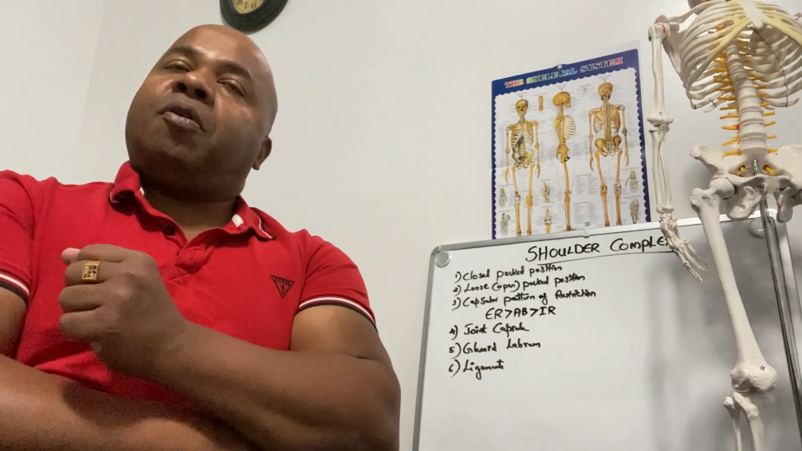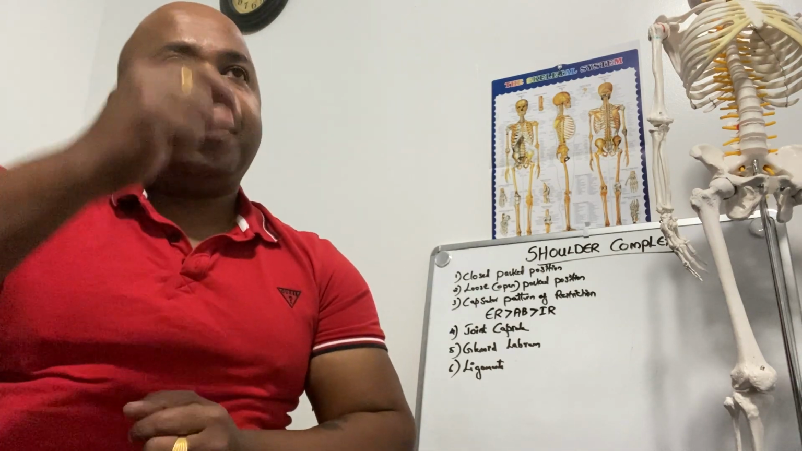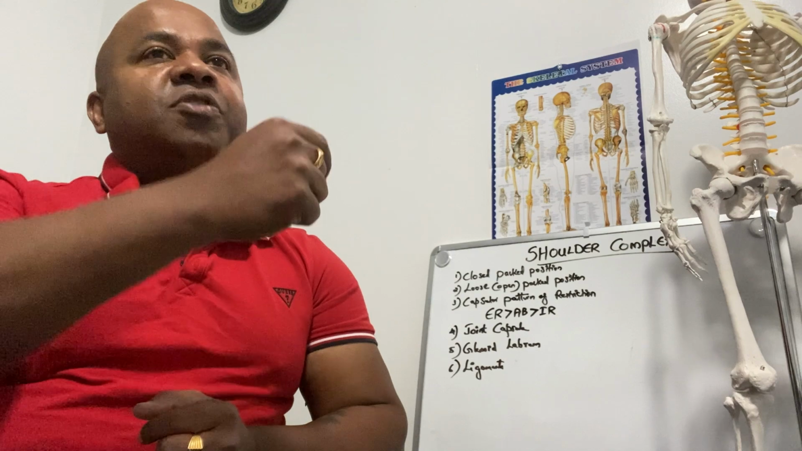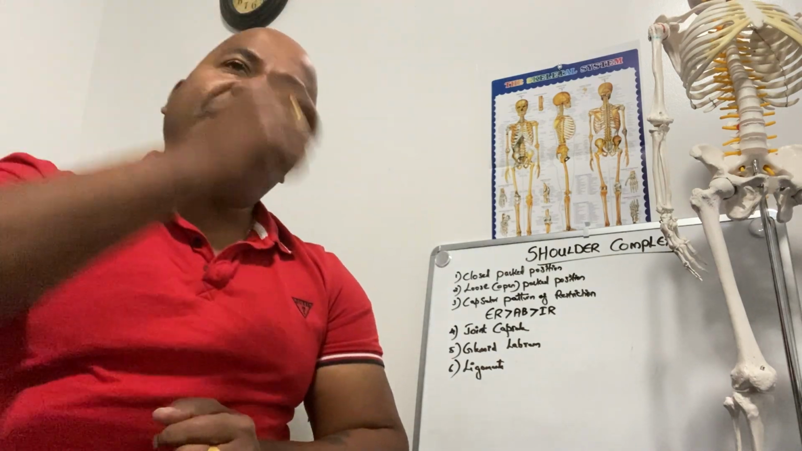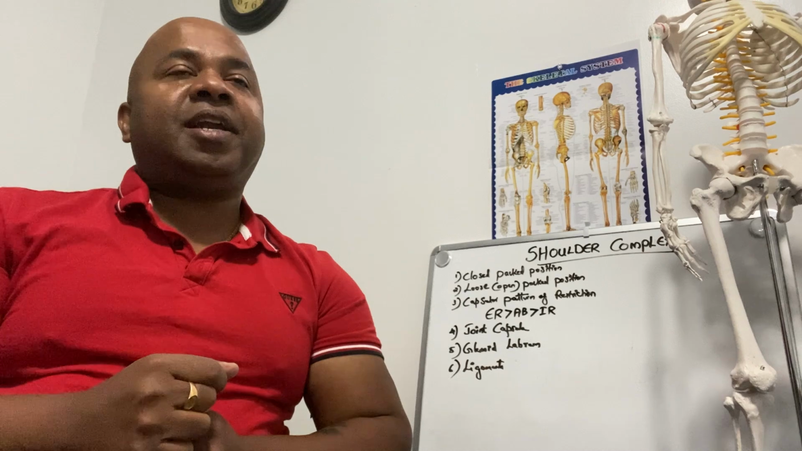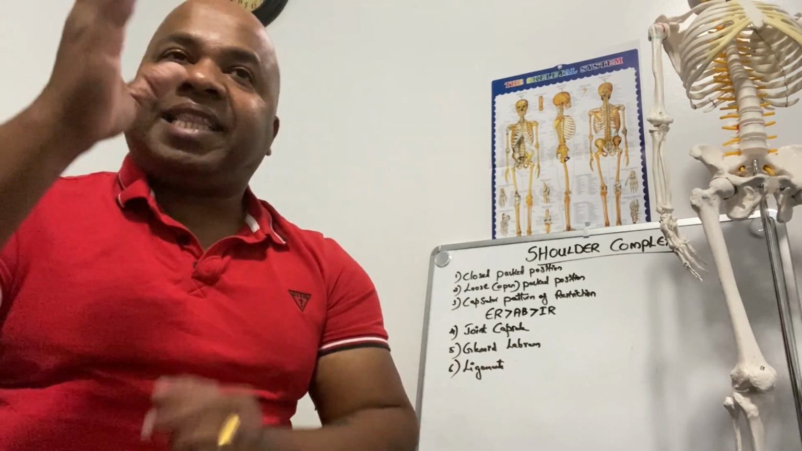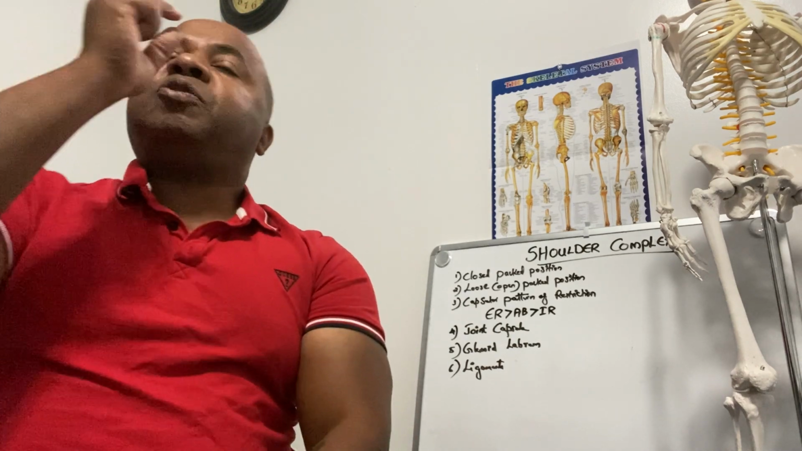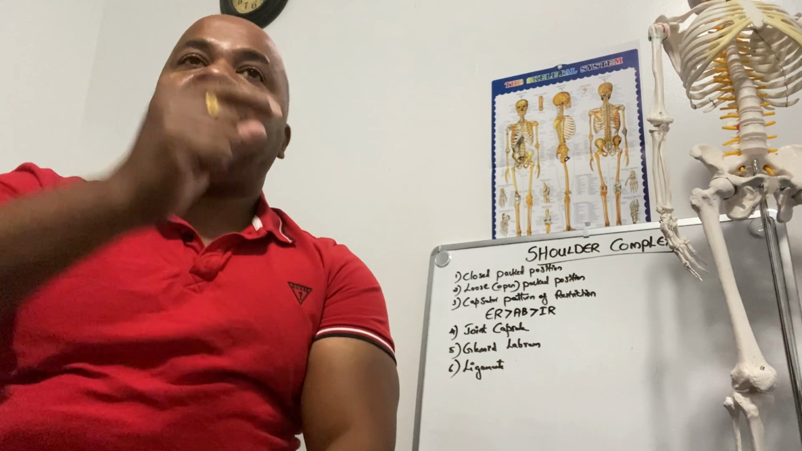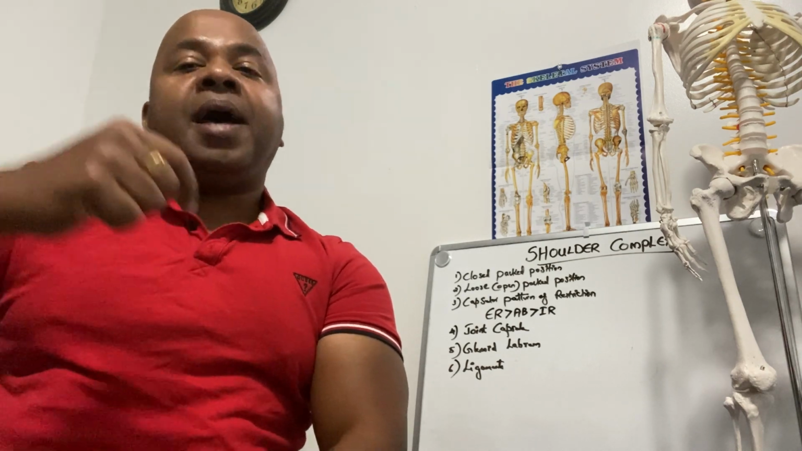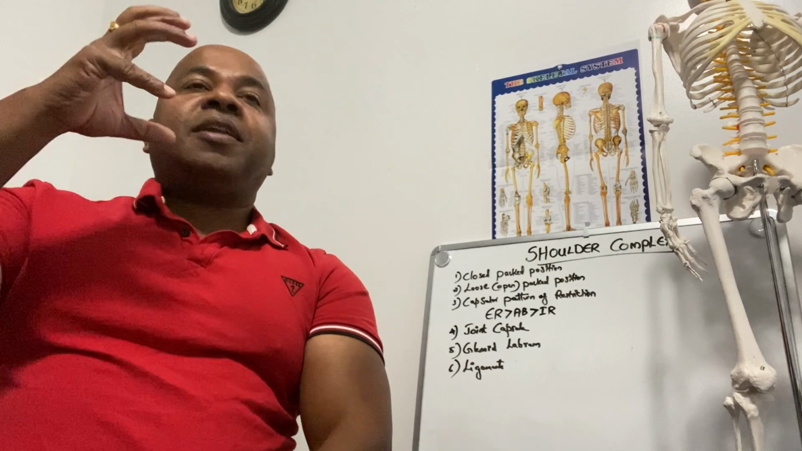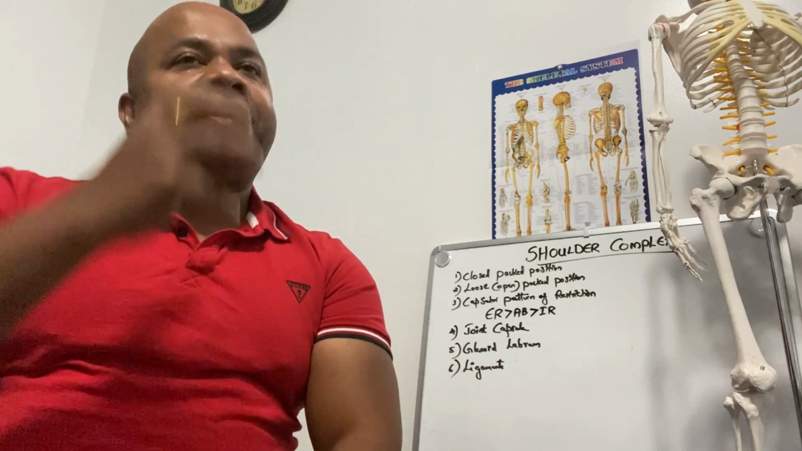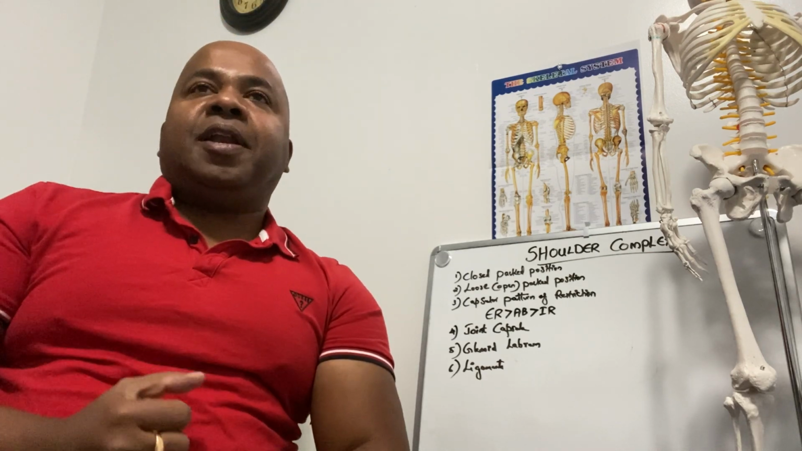From the name itself, it arises from the glenoid fossa to the head of the humerus. The glenohumeral ligament can be divided into mainly three subdivisions: the superior glenohumeral ligament, the middle glenohumeral ligament, and the inferior glenohumeral ligament. Let us take the superior glenohumeral ligament.